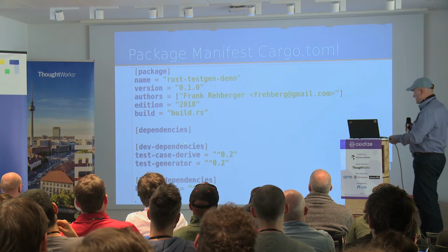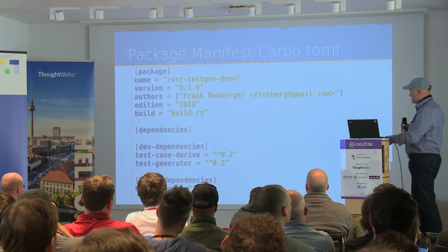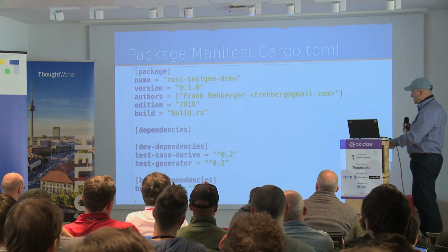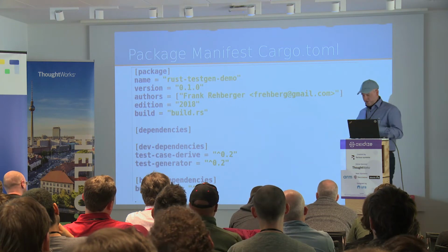The manifest looks very simple. We have development dependencies based on those two crates, and we have a build dependency which is related to the build script we are using.